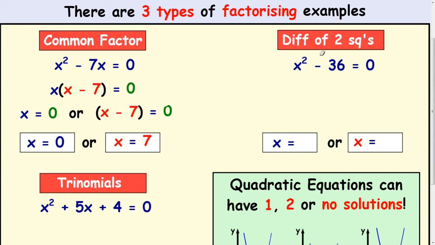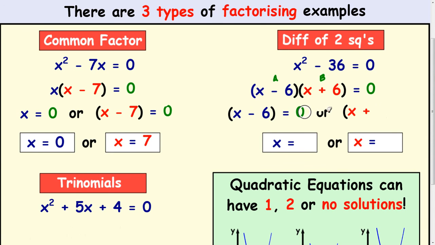Okay, let's look at difference of two squares. So this splits up into x take away 6, x plus 6, or the other way around. So this first bit is your A, and this second bit is your B. So you can either go for making A 0 for one solution, and then to get the other solution, make B equal to 0. That's what I'm going to do here. So either x take away 6 can equal 0, or x plus 6 can equal 0. What does x need to be here? Well, 6. And what does x need to be here? Negative 6.